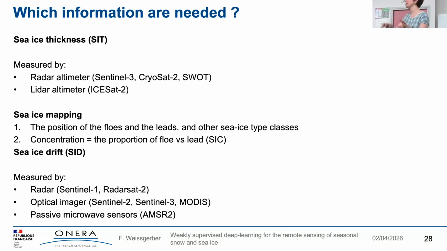So you have a lot of ice there or less ice there, and it already helps ships to decide where they go. And we also need the sea ice drift, because then we can forecast where the ice will be. So these are the important parameters. The sea ice mapping and the sea ice drift are computed from images: radar sensors, Sentinel-1, RadarSat-2, optical imagers, and passive microwave.